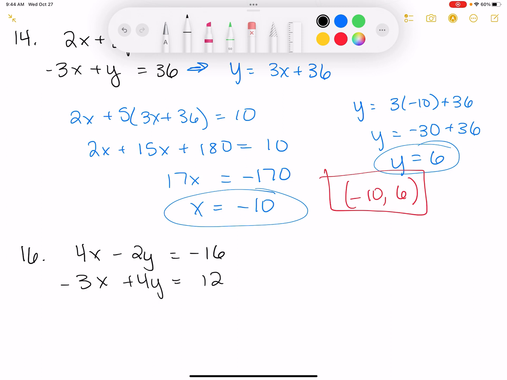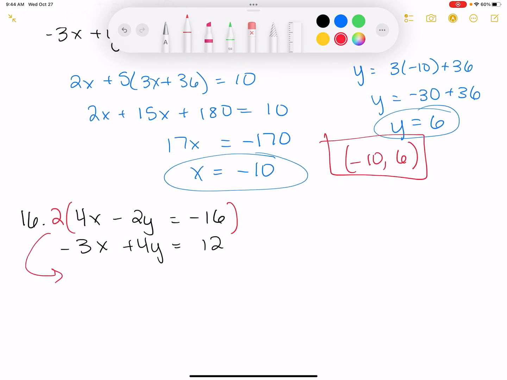So I'm going to multiply the top one by 2, because the signs are already opposite here. I'm just going to rewrite this one underneath so that I can save lines of writing. That's going to give me 8x minus 4y is equal to negative 32. I'm going to draw a line through the old one so I know I don't need it anymore.